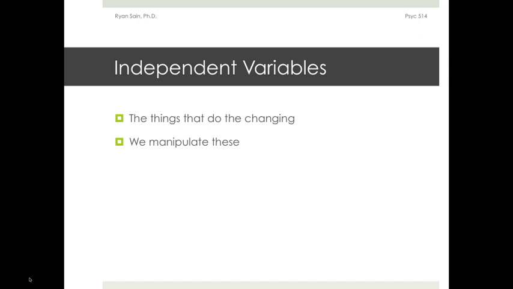Right? So if I want to see the effectiveness of direct instruction, then my independent variable is direct instruction. If I want to see the effectiveness of Khan Academy, then Khan Academy is my independent variable, right? If I want to see the effectiveness of one lecture versus another lecture, then my independent variable is the lectures. Right? So those are the things that we're interested in finding out what they do.